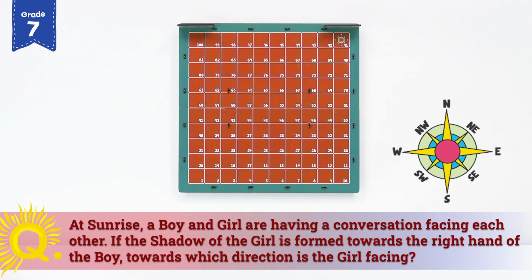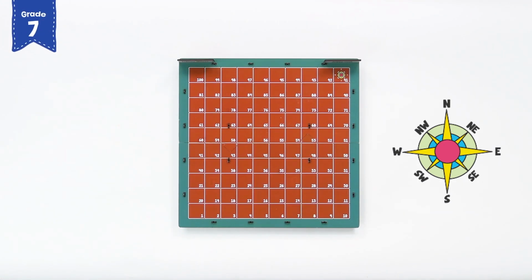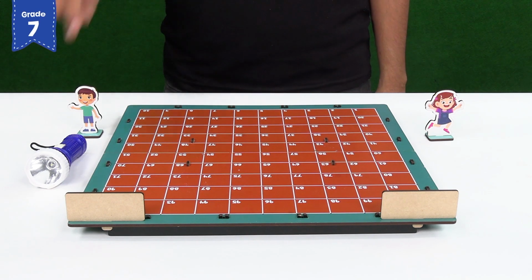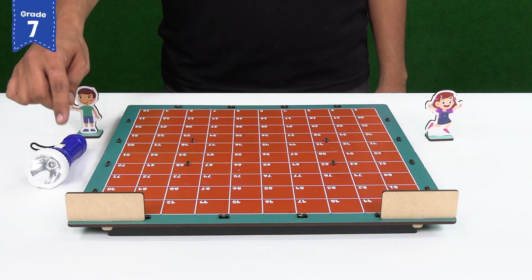If a question is raised, at sunrise, a boy and girl are having a conversation facing each other. If the shadow of the girl is formed towards the right hand of the boy, towards which direction is the girl facing? Let us solve this question while performing our activity. As it is mentioned that it is the time of sunrise, we'll keep the torch at the east side.